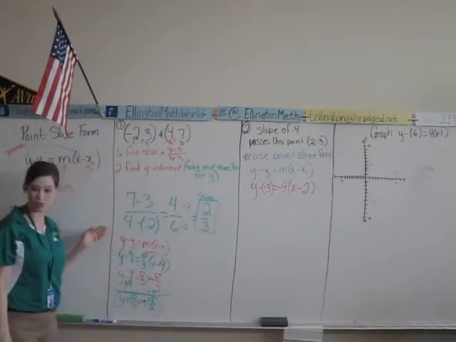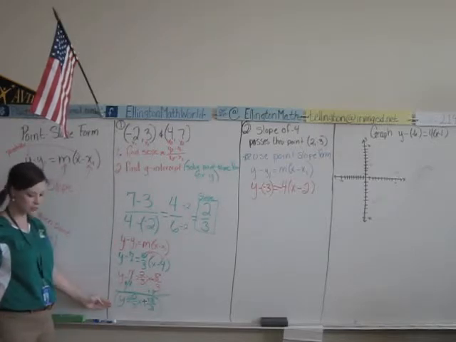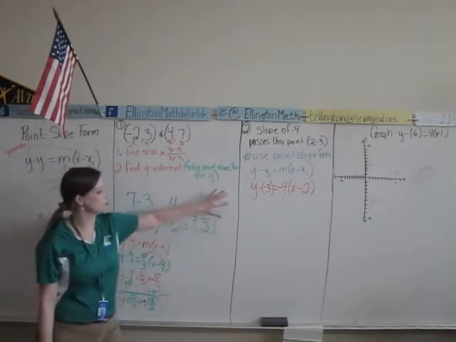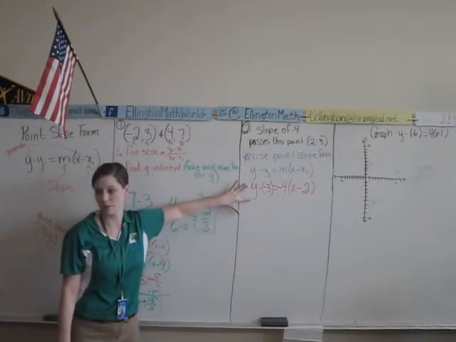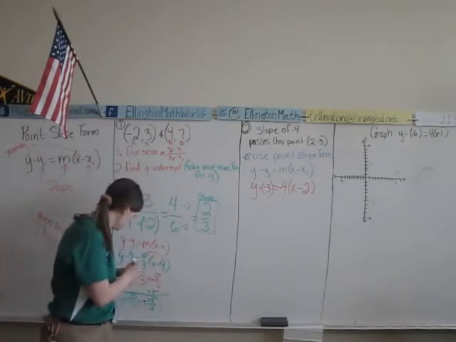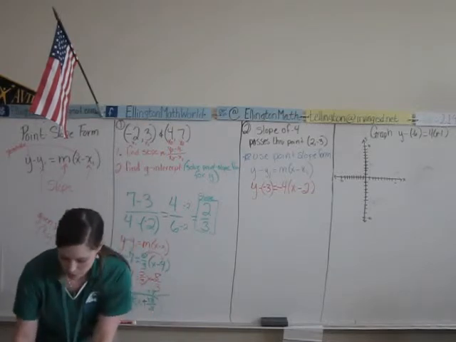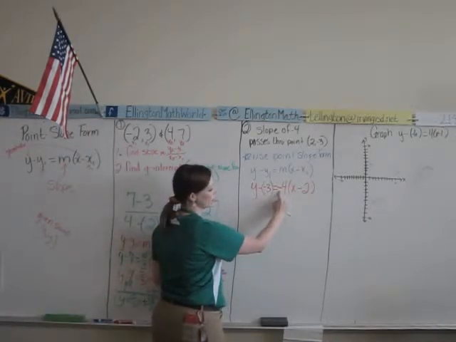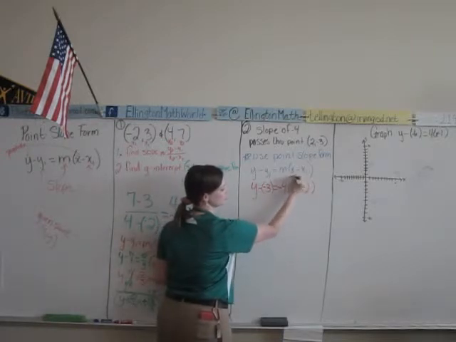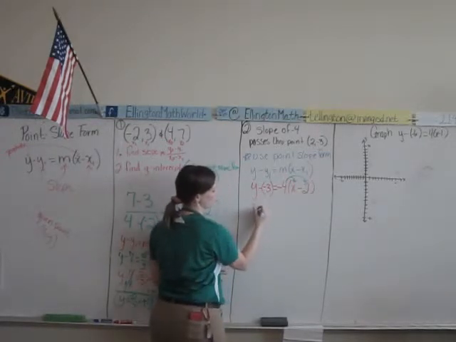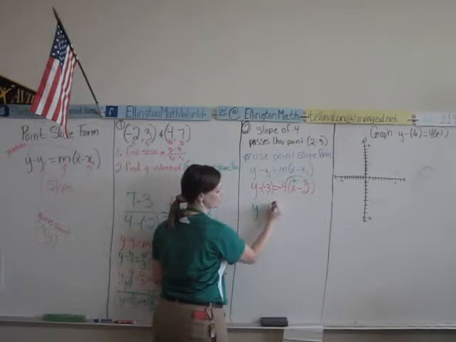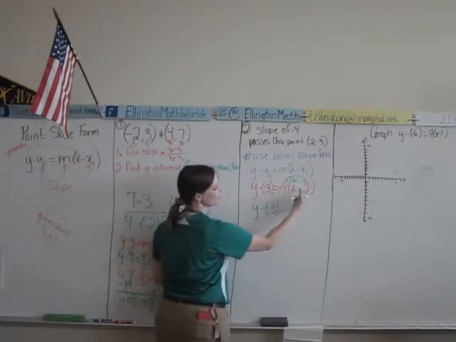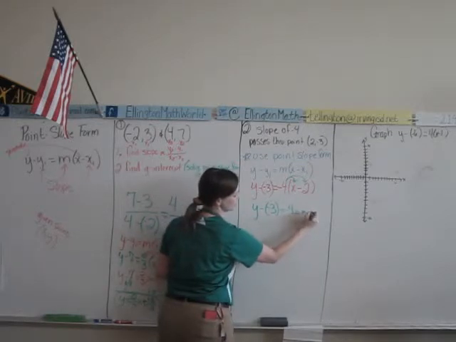Just like we did on the previous problem, we solved for y to get slope-intercept form. We're going to do the same thing here. We're going to solve this for y. First thing, I need to deal with my parentheses. Negative 4, I'm going to distribute everything inside. So I get y minus a negative 3 equals negative 4x. Negative 4 times negative 2 is going to be a positive 8.